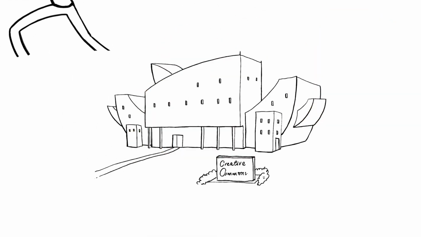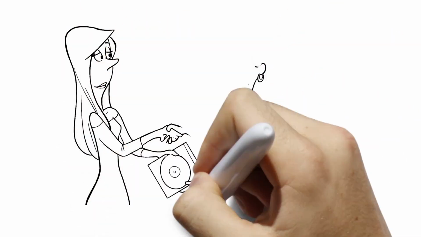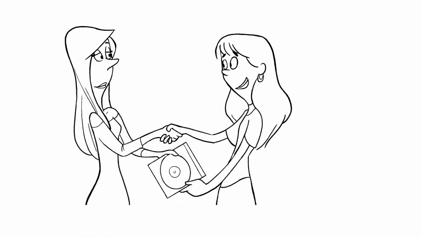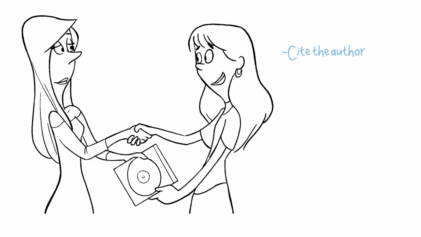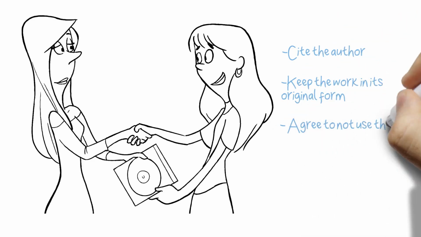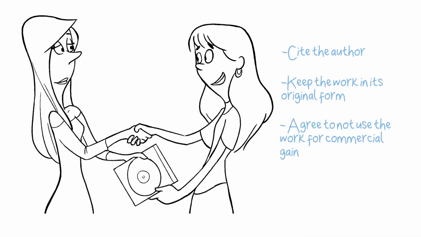Luckily, Creative Commons is available. Creative Commons allows creators to choose how people use their materials. It makes sharing educational resources much easier. Generally, Creative Commons works, for instance, can be used for anything as long as you cite the author. Sometimes you may need to do other things as well, like keep the work in its original form or agree to not use the work for commercial gain.